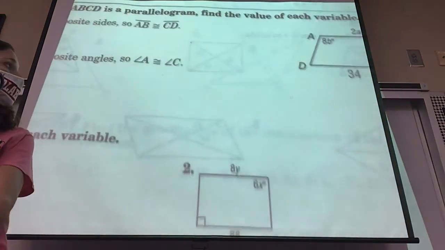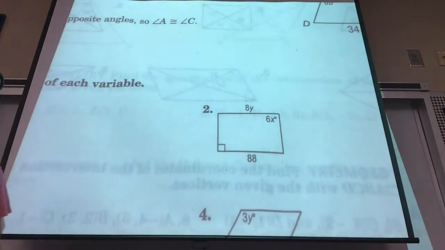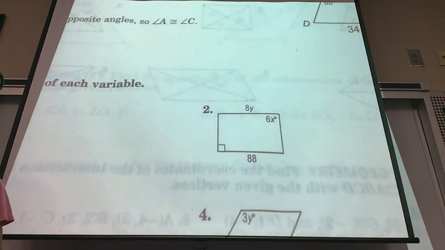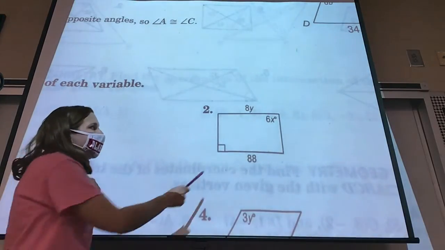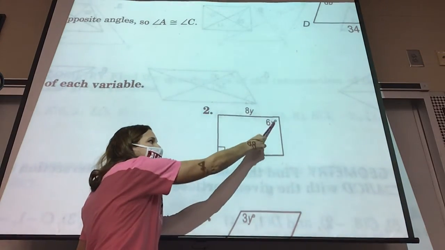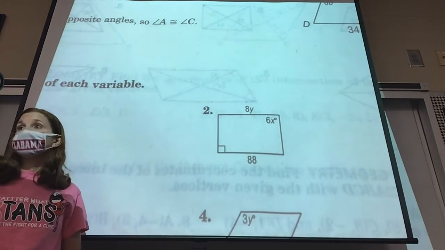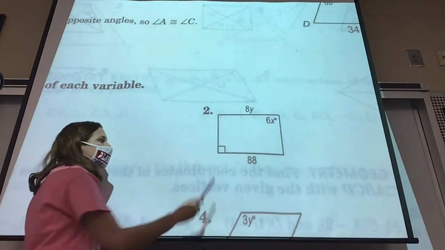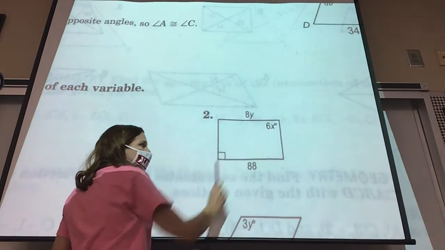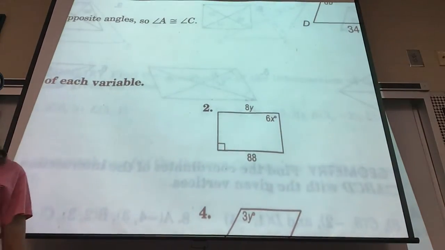Now, look at number 2 here. What do I know here about number 2? Is it a rectangle? Okay? Now, I've got to find two things. Again, I've got to find x and I've got to find y. Now, x is on the inside. So, what do I know about the inside? It's a right angle again. So, if this is a right angle, 90 degrees, what is this? 90 degrees. So, again, say 6x equals 90.